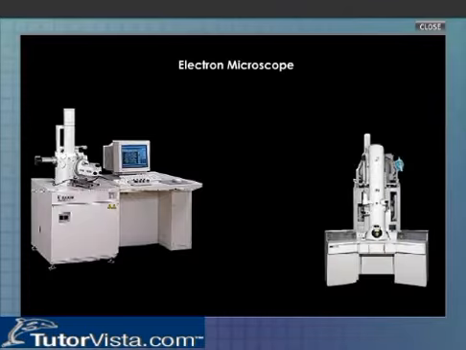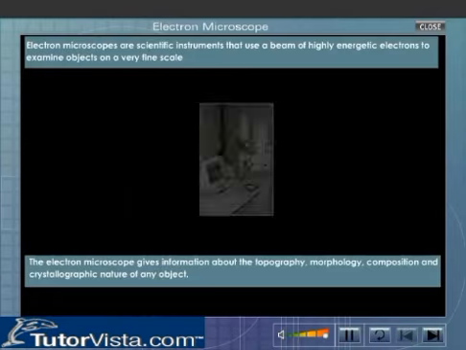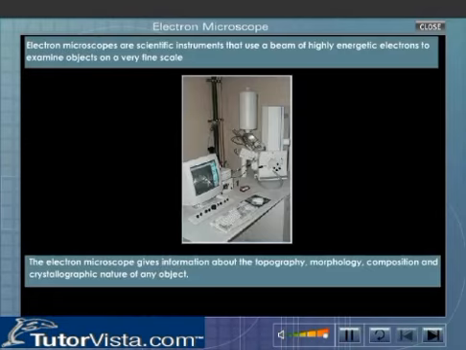Electron microscope. Electron microscopes are scientific instruments that use the beam of highly energetic electrons to examine objects on a very fine scale. The electron microscope gives information about the topography, morphology, composition, and crystallographic nature of any object.